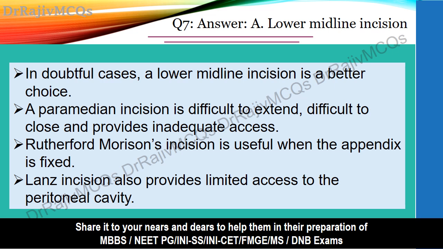The correct answer in question number 7 is option A. In doubtful cases of appendicitis, a lower midline incision is a better choice than a right lower paramedian incision. A paramedian incision is difficult to extend, difficult to close, and provides inadequate access to the pelvis and peritoneal cavity if need arises. Rutherford-Morrison's incision is useful when the appendix is paracecal or retrocecal and fixed. Lange incision is a muscle splitting incision. It also provides limited access to the peritoneal cavity.